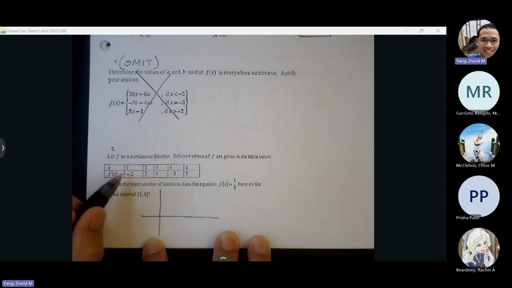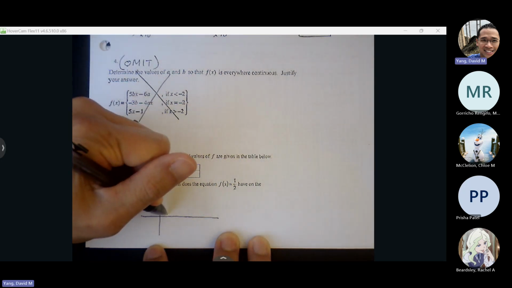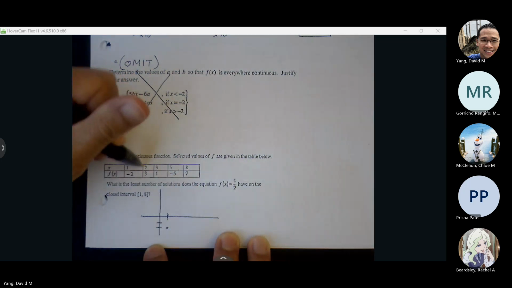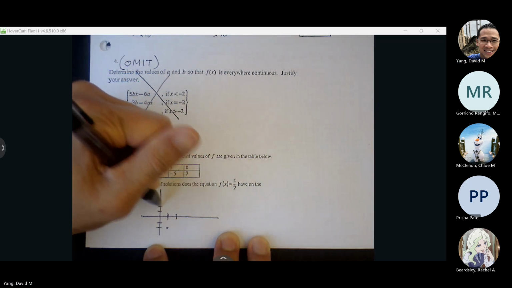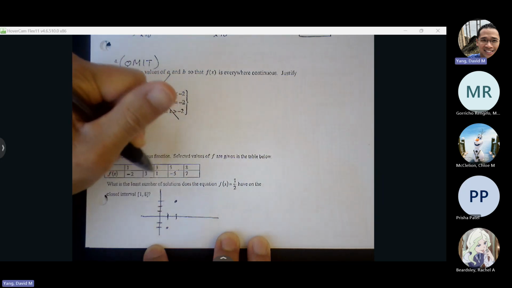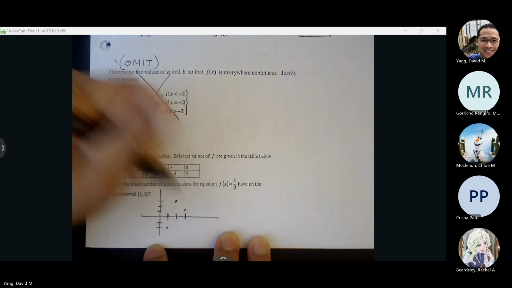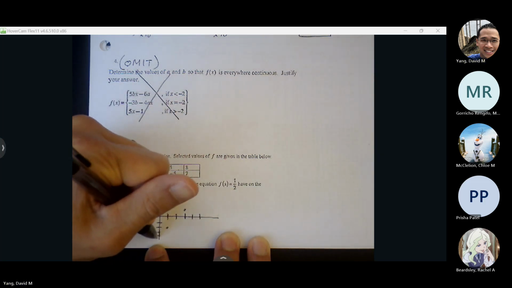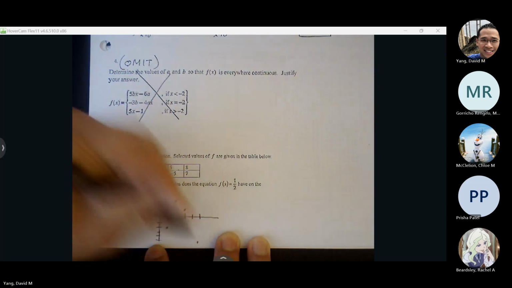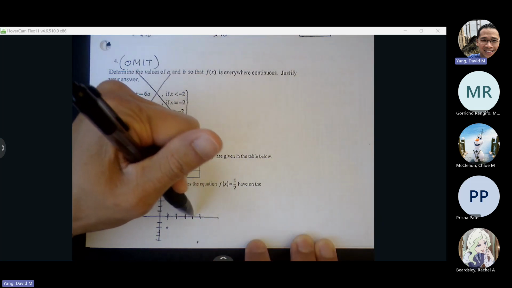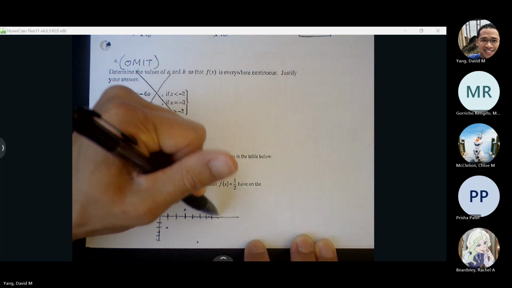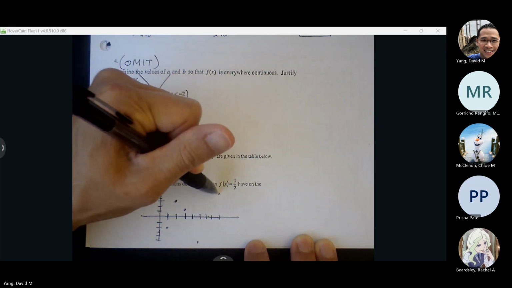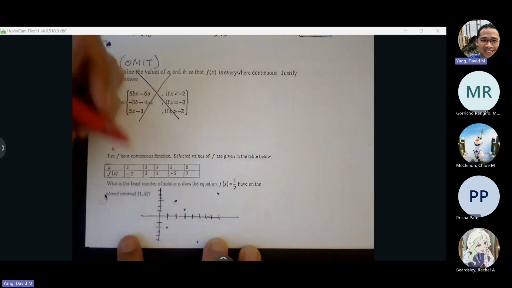So we'll just plot all these ordered pairs here. So 1, -2. 2, 3. 3, 1. 5, -5. And 8, 7. And here's my y equals 1/2.